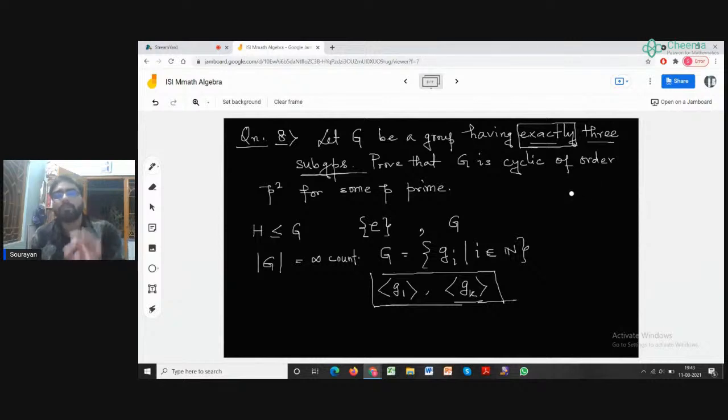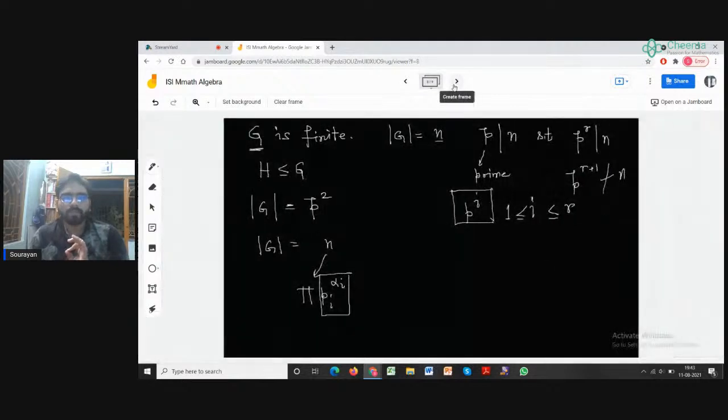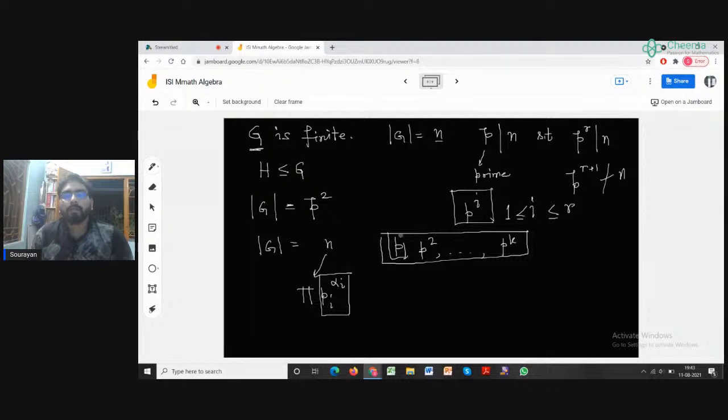And that is why this word exactly is so important. They are not saying it is up to isomorphism. There are exactly three subgroups. So that is the reason that G has to be p to the power some k. But now it cannot be more than p square, because if it is more than p square for some prime, then again you are going to get p square up until p to the power k. G will have subgroups of all these individual orders. Hence, the order of G has to be p square.